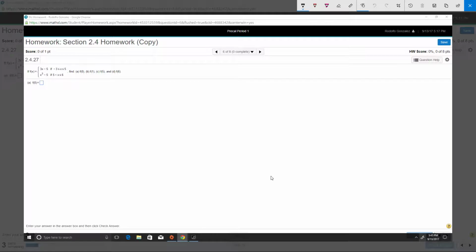So in this problem, it's asking us to find f of 0, f of 1, f of 5, and f of 6, right? So first thing you guys got to understand is that piecewise functions can be either one of these two equations, right? It just depends what x values you're using on which one you're going to use, right?